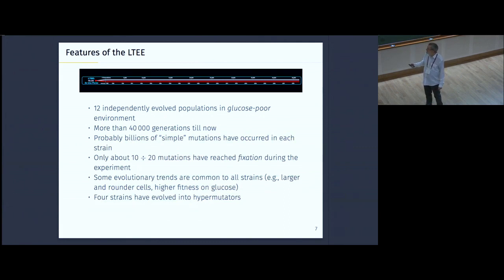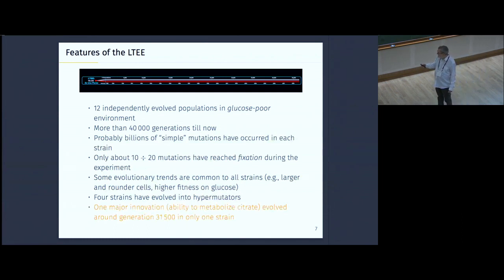Some evolutionary trends are common to all strains. In fact, really at the beginning, it was observed that the main effect on all populations was that the bacteria grew larger. And then they got rounder, and they had a higher yield on glucose. The other interesting thing is that I think now there are 6 strains which have evolved into hypermutators, in the sense that the rate of mutation is much higher than in the wild type. I hope that Pozniakowski, who has worked on this hypermutation, will mention something more about that in the workshop.